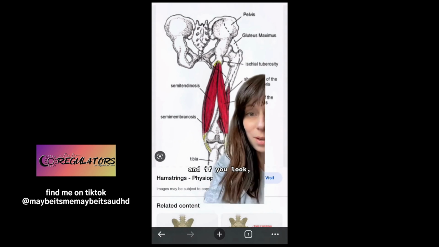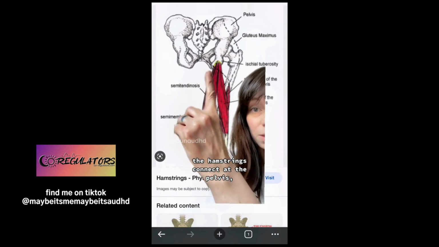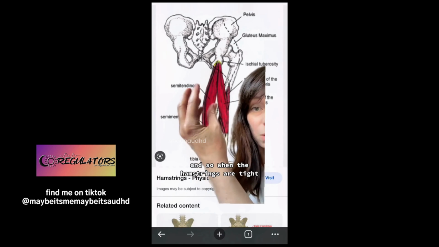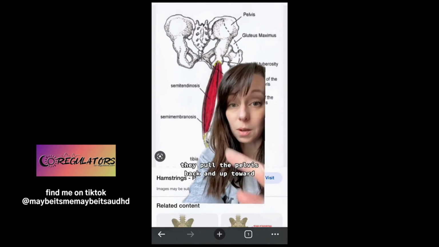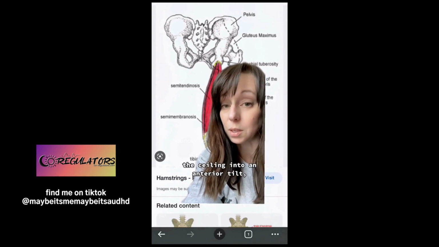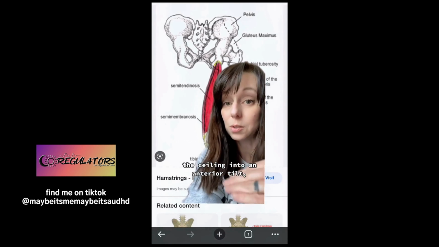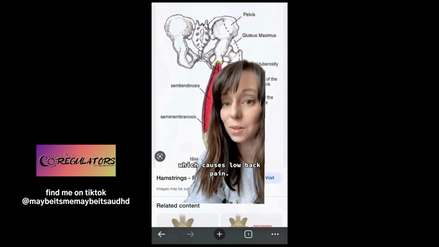And if you look, the hamstrings connect at the pelvis, and so when the hamstrings are tight, they pull the pelvis back and up toward the ceiling into an anterior tilt, which causes low back pain.